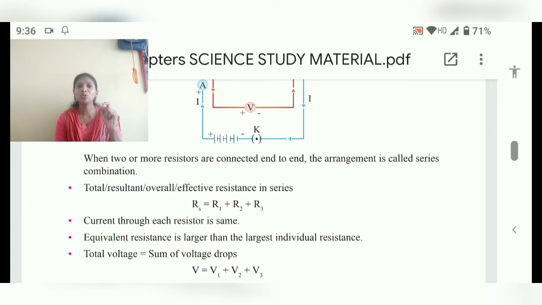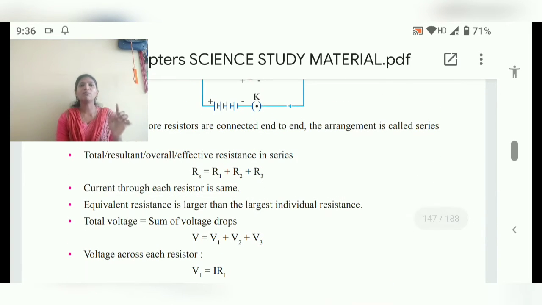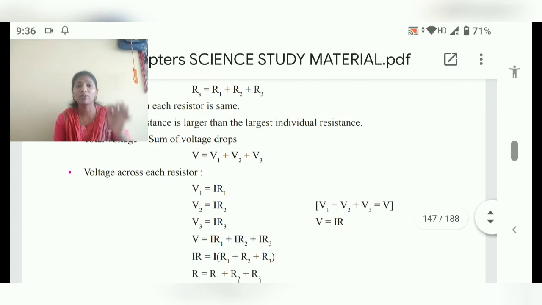The current through each resistor will be the same. The equivalent resistance will be larger than the individual resistances. The total voltage is V is equal to V1 plus V2 plus V3. If you want to find the voltage across each resistor, V1 is equal to I into R1, V2 is equal to I into R2, V3 is equal to I into R3, and so on.